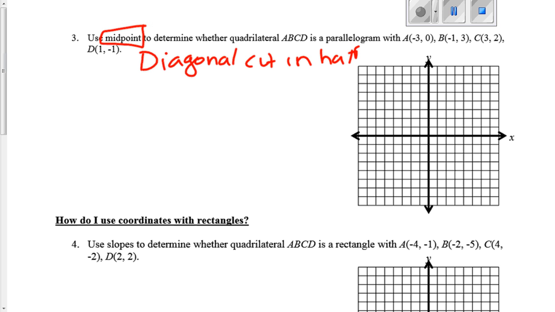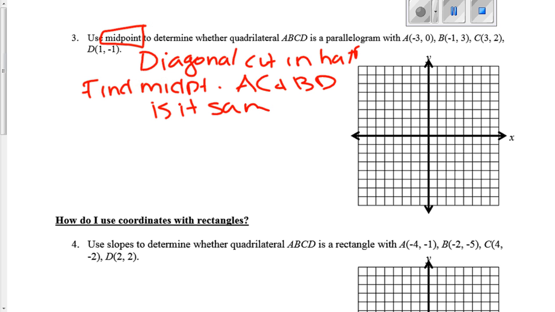All right, so we need to find the midpoint of AC and BD, and you'll see why those in a second. I should have drawn it first. And decide, is it the same? If it is, then the diagonals are cut in half. If it's not, then they're not. So it's not enough to prove it's a parallelogram.